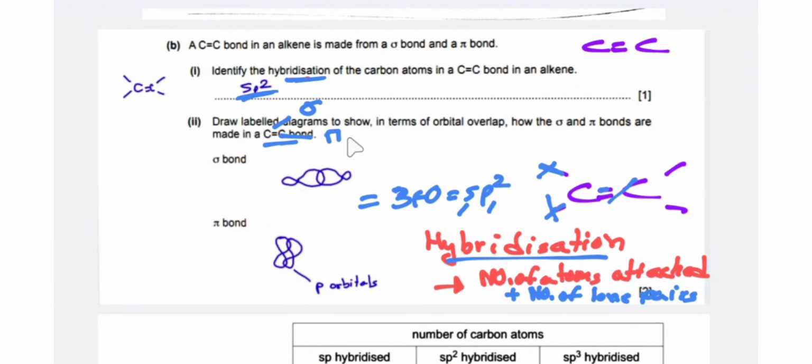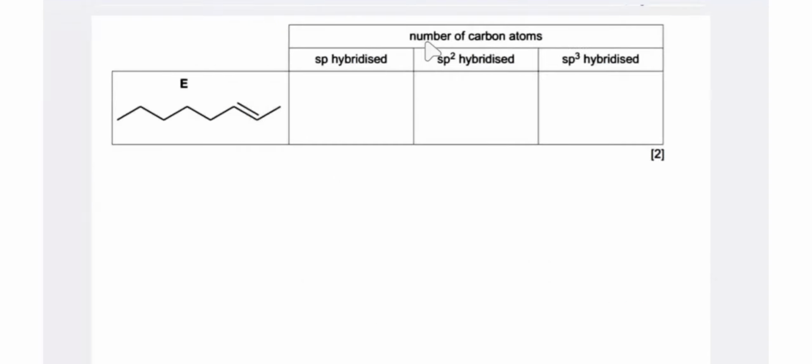So sigma bonds are head-on overlap. Two p orbitals from carbon overlap head-on to form sigma bonds. Similarly, for a pi bond, two p orbitals overlap sideways to form the pi bond. We can show the pi bond like this or like this. Both would be correct. And this is the sigma bond. The sigma bond is the head-on overlap and the pi bond is the sideways overlap.